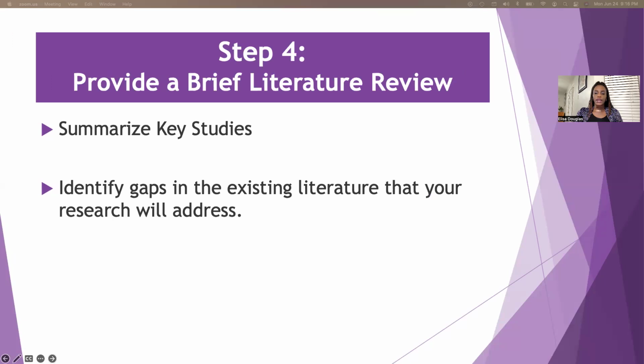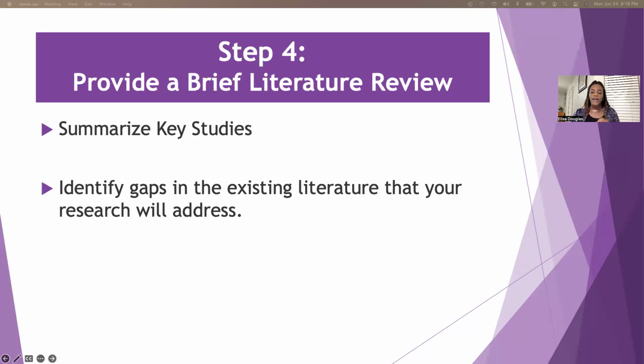Step 4 is where you will provide a brief literature review. So this is why, and I believe I mentioned this in a previous video, this is one of the reasons, at least, why it is important that you conduct your literature review before you write chapter 1 of your paper, which is your introduction chapter, okay? So you want to make sure that you do conduct your literature review first.